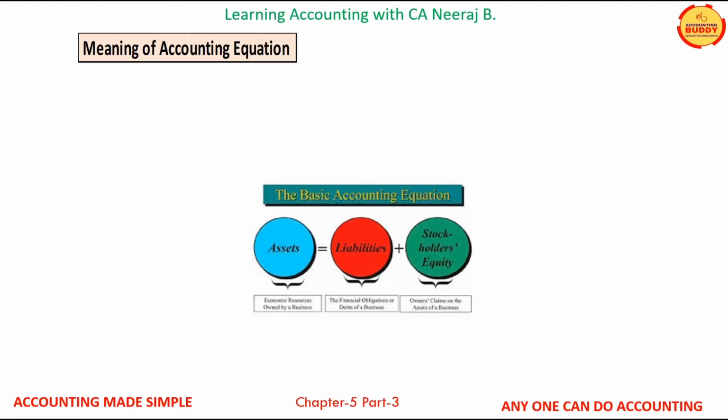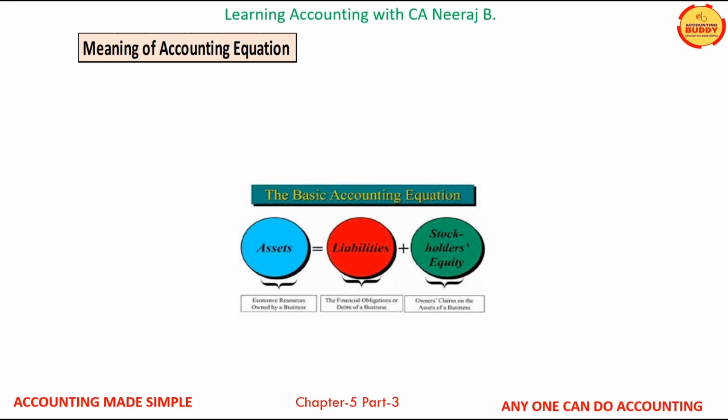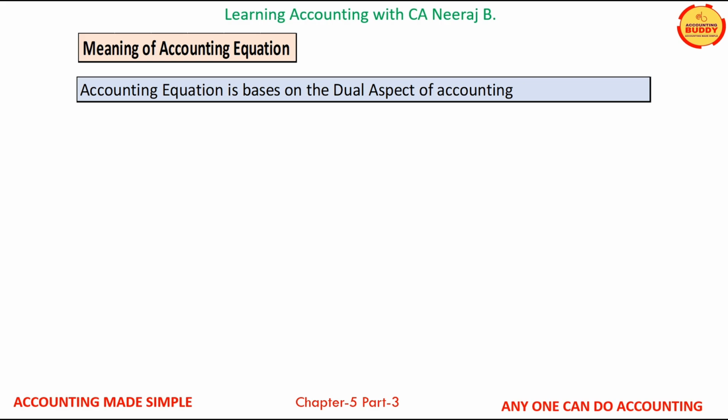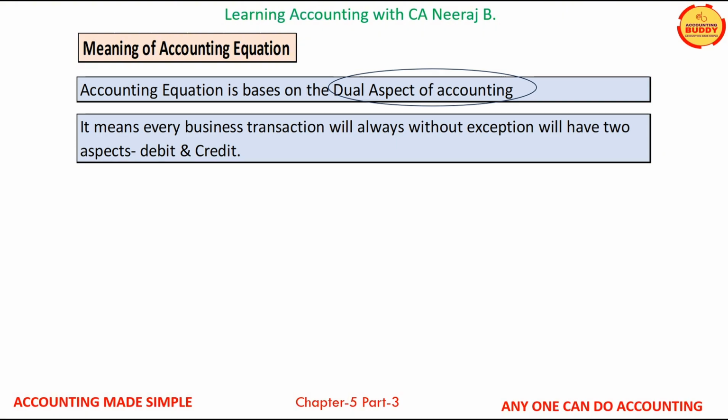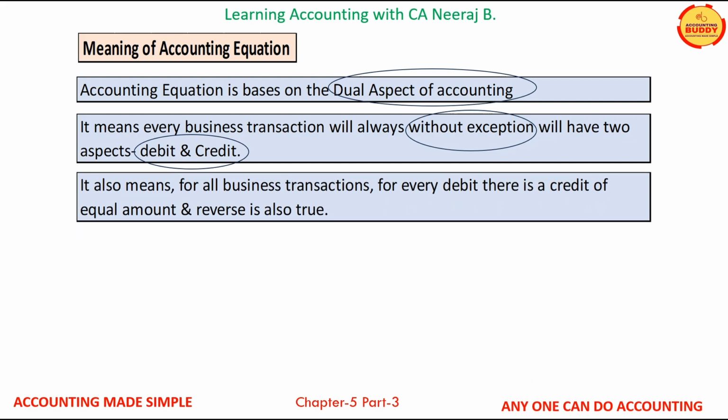The accounting equation is a fundamental principle in accounting that expresses the relationship between assets, liabilities, and equity of a company. The principle of accounting equation is based on dual aspect of accounting, which means that every business transaction will always have two aspects, debit and credit. It also means that for all business transactions, for every debit there is a credit of equal amount, and for every credit there is a debit of equal amount.